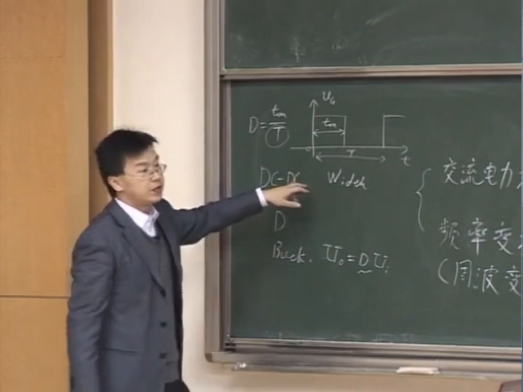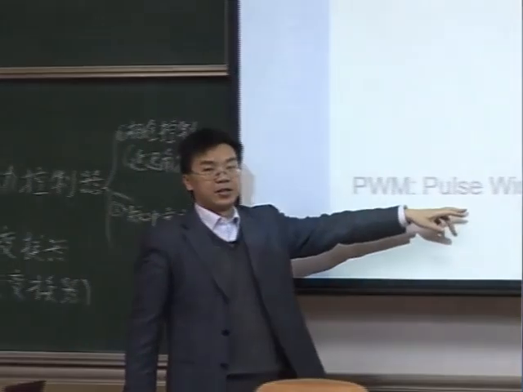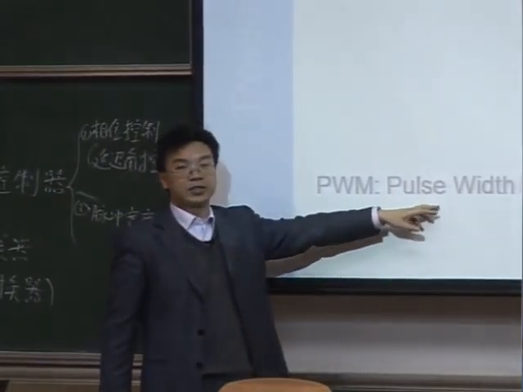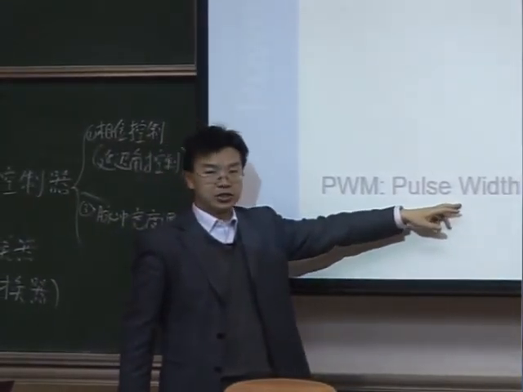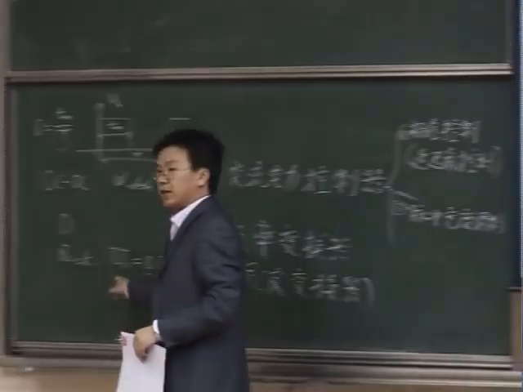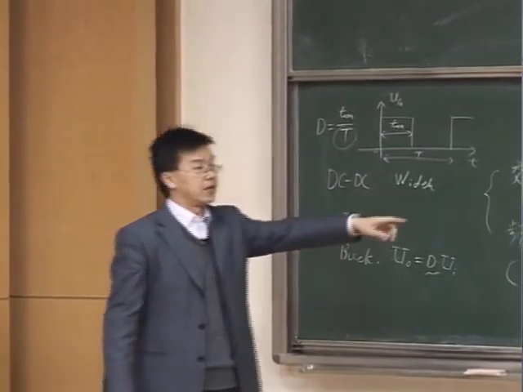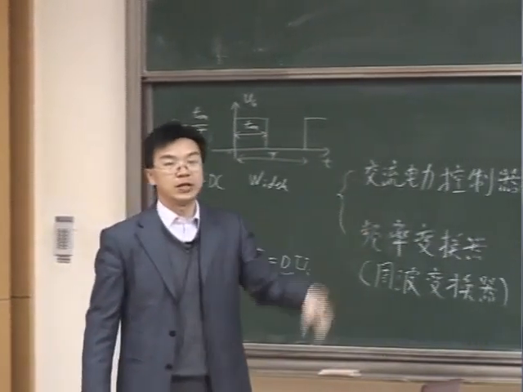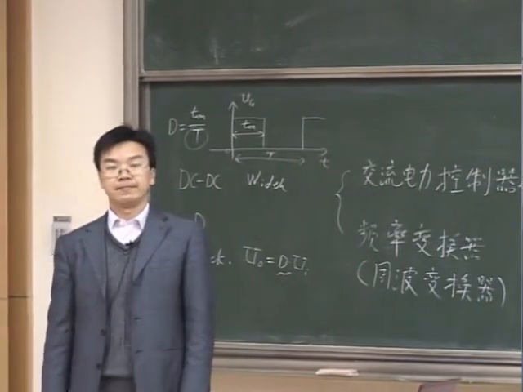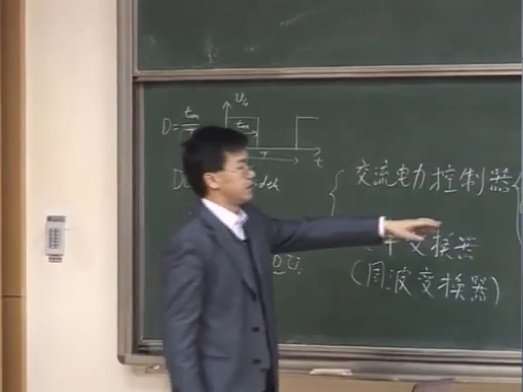So changing of duty cycle is actually changing of pulse width. By changing pulse width, you are changing duty cycle, therefore you are changing the output. So that is actually a kind of pulse width modulation. So that's the third method.